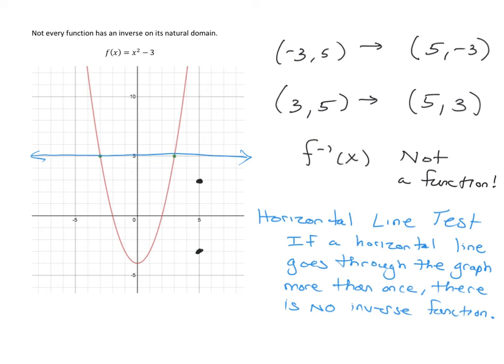The terminology that we'd use is we'd say this is not one-to-one, meaning, okay, well, here we have one y value, but it goes to 2 different x values. So if something is one-to-one, there is an inverse, but that did not happen here.